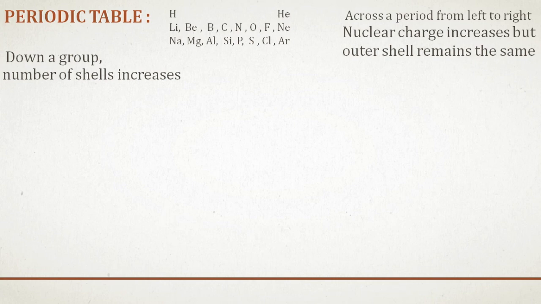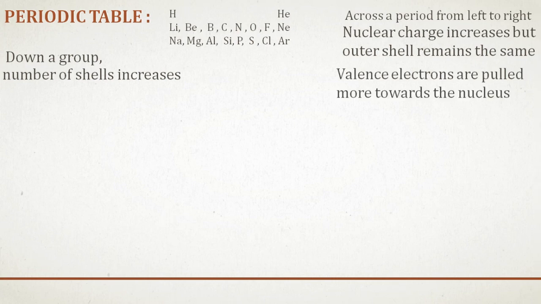3 for lithium, 4 for beryllium. So the number of protons is being increased. Where do protons stay? Protons stay in the nucleus. So if the number of protons keeps on increasing, that results in an increase of nuclear charge. So that is why it is written that nuclear charge increases, but the outer shell remains the same. So the total number of shells remains the same. Valence electrons are pulled more towards the nucleus.